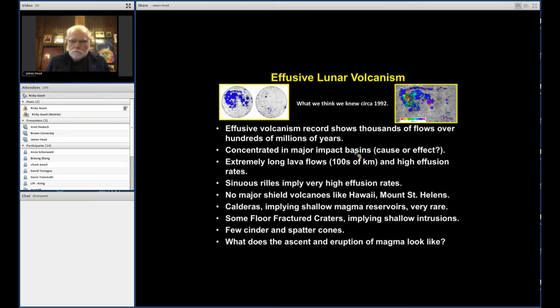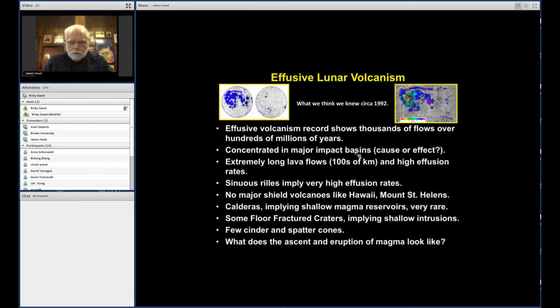The sinuous rills implied very high effusion rates and thermal erosion. And we didn't see any major shield volcanoes like Hawaii or Mount St. Helens. Again, why weren't there any shield volcanoes if we had sustained eruptions with high effusion rates? And also calderas were missing. These imply shallow magma reservoirs, like on the summit of Kilauea. But in fact, they're very rare on the moon. In fact, there's only one that I know of that one would call a caldera.